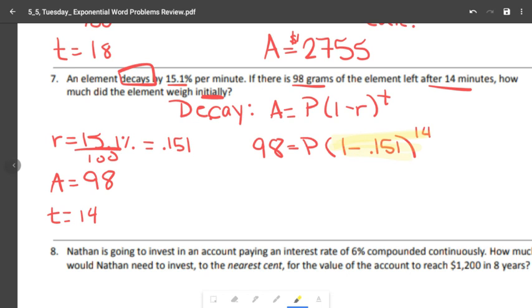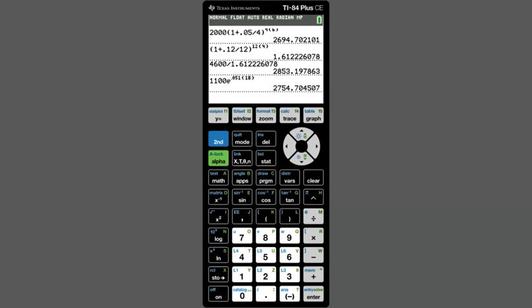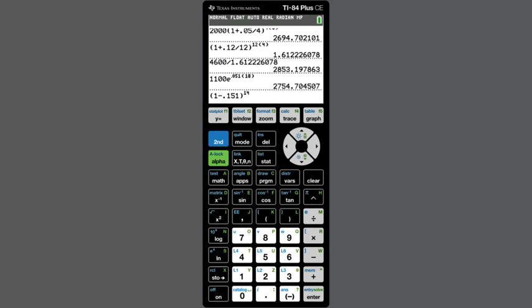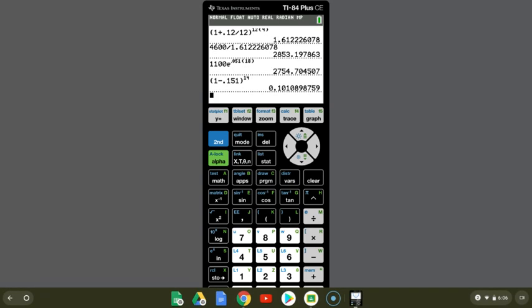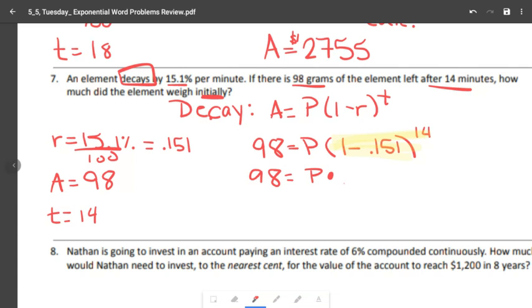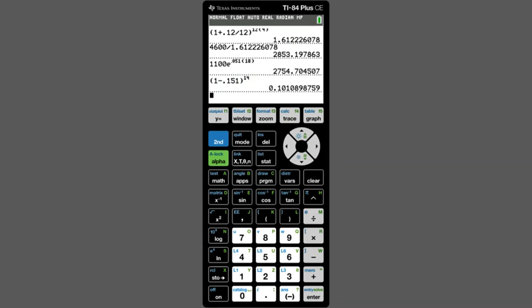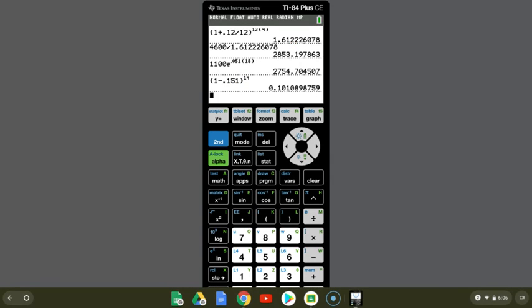So plugging all of this in, this one is going to be the two-step problem for solving again. We're going to plug the parenthesis with the exponent into our calculator. So we'll have 98 equals P times whatever comes out on the calculator. So 1 minus 0.151 to the 14th power. Again, entire decimal, 0.10108759.